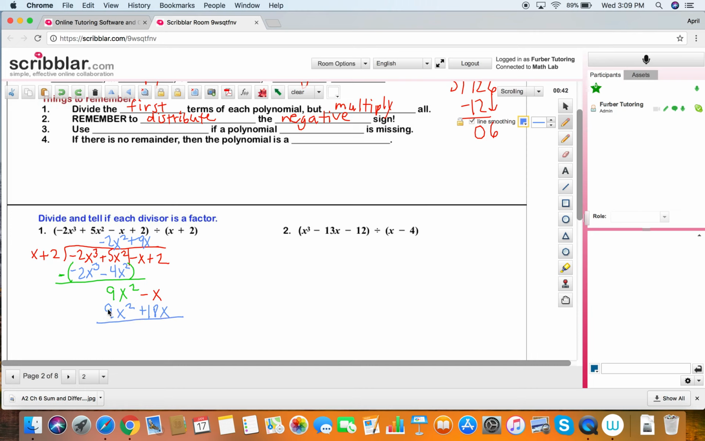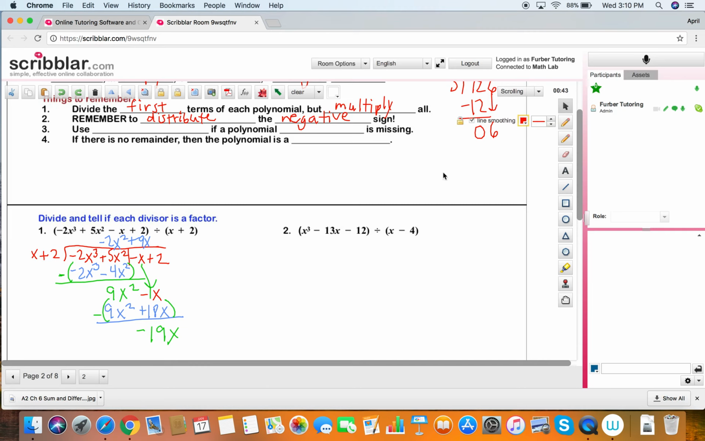And then again, I'm going to put my subtraction sign in, but be very careful that when you put it in, you put these in parentheses. Okay? So this is 9x squared minus 9x squared. Well, 9 minus 9 is 0. But this means negative 1x, and negative 1 minus 18 really means negative 1 plus negative 18. That's negative 19x. So now I've got a negative coefficient again, okay?